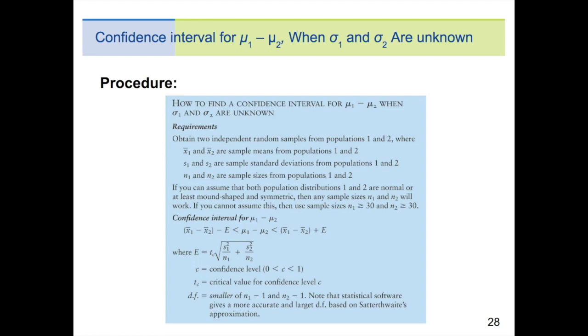Same confidence interval as the first section. E is the same as the first section, except it's now t sub c instead of z sub c, and all the rest of the stuff is the same as well. Except degrees of freedom is the smaller of n sub 1 minus 1 and n sub 2 minus 1. So you do minus 1 for both the n's, and then whichever is smaller is the degrees of freedom you take.